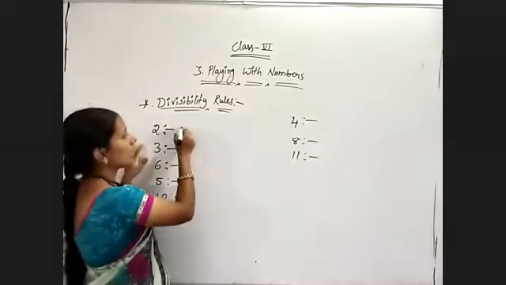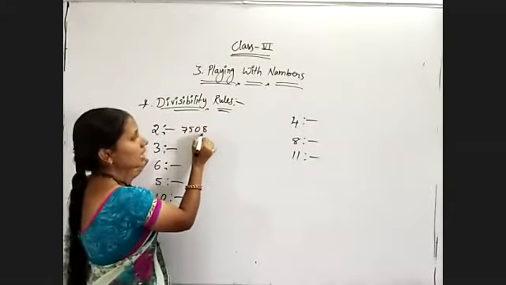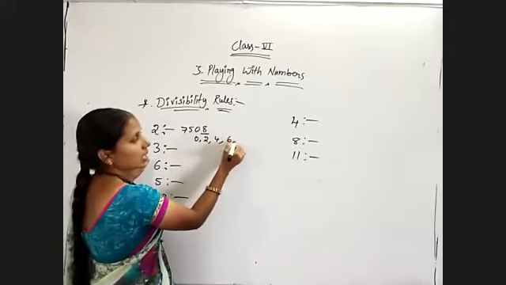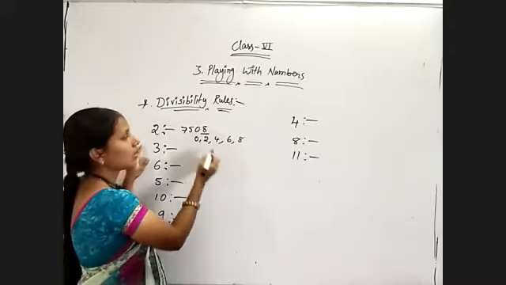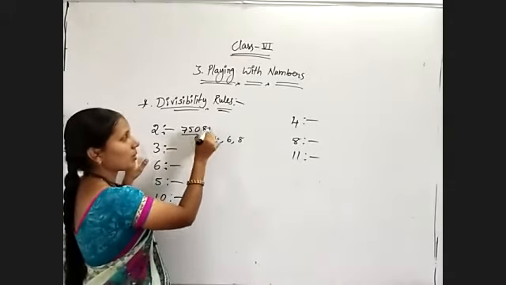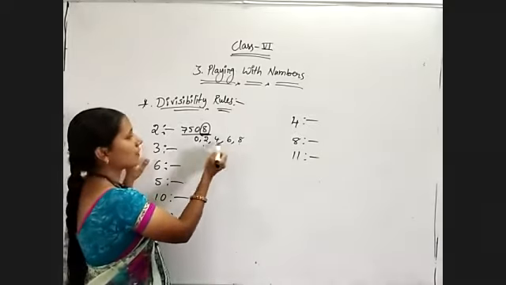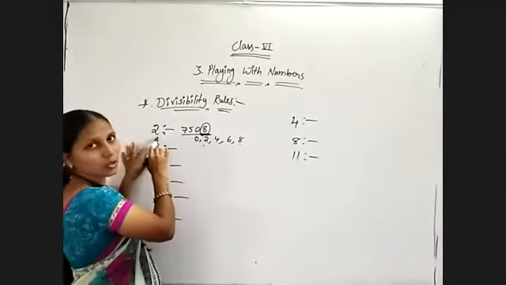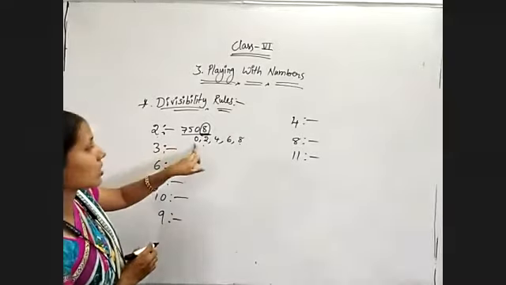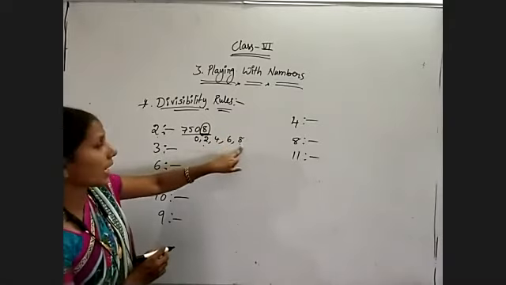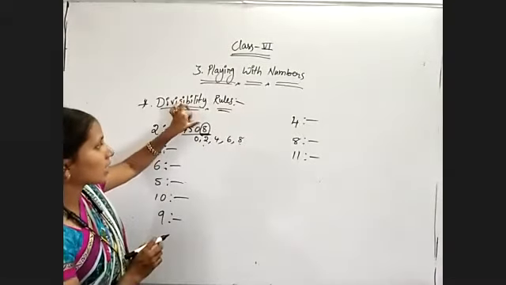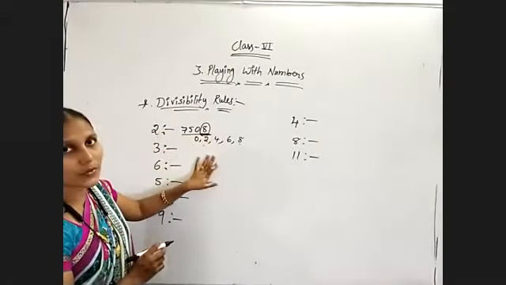Divisibility rule of 2. If a number has 0, 2, 4, 6, or 8 in its unit place, then that number is divisible by 2. In this example problem, the unit digit is 8. So whenever we get 8, it is compulsorily divisible by 2. So what is the divisibility rule of 2? If the number has any of these 5 digits, 0, 2, 4, 6, or 8, then that number is divisible by 2. Otherwise, it is not divisible by 2.